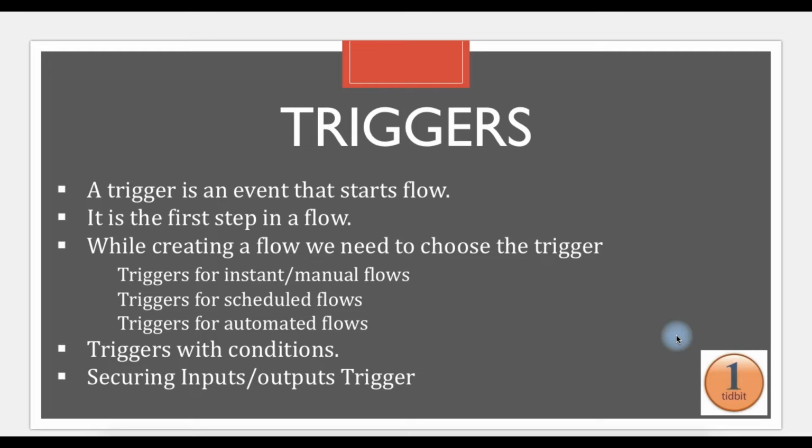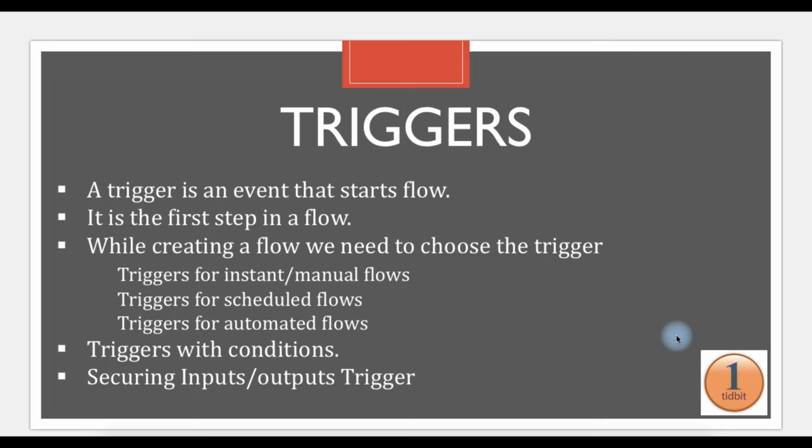Suppose if you want an instant trigger, we can also have that, or if you want to have a manual, we can have that. And if you want to schedule a few flows, say suppose you want to schedule a flow for birthday wishes every day at 12 a.m., so that it will trigger a flow and check whose birthday is available. For those kinds of requirements we can use schedule flows.